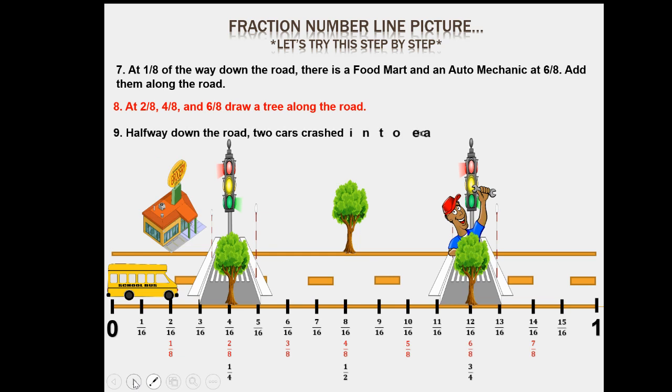And number 9, halfway down the road, 2 cars crash into each other, but no one was hurt, not even a little bit. So we're on a number line. We're doing 16ths. So we have 0 at the beginning and 1 over here. Now, we just said a moment ago that if you have a whole number and you have a fraction that's divided into 16 parts, like our number line is, then your whole number is going to also be 16/16. So if this is 16/16 and this is 0, what's in between them, or what's halfway? Well, 8/16, which is also designated by the equivalent fractions 4/8 and 1/2.